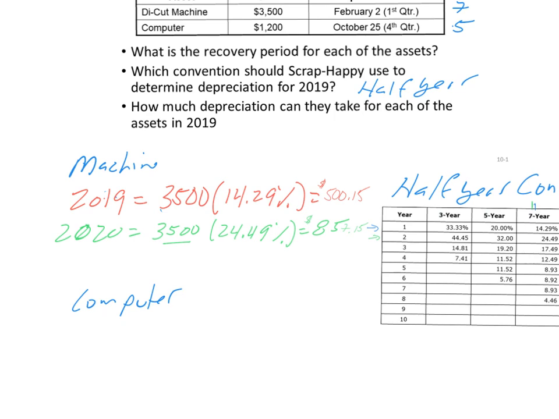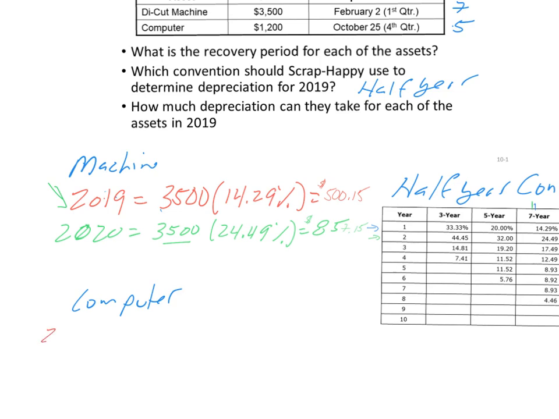Now, you may be looking at this and wondering, okay, holy cow, why do we get to recognize so much more depreciation in 2020 than we get to recognize in 2019? Well, remember, this is the half-year convention, and what the half-year convention says is in the year of acquisition, 2019, you get half of a full year of depreciation. So your depreciation in year 1 is going to be significantly less than depreciation in year 2. And you can look at your percents and see how the convention works.